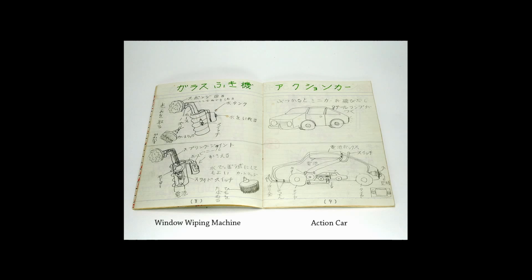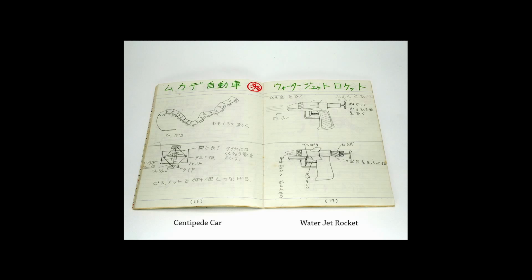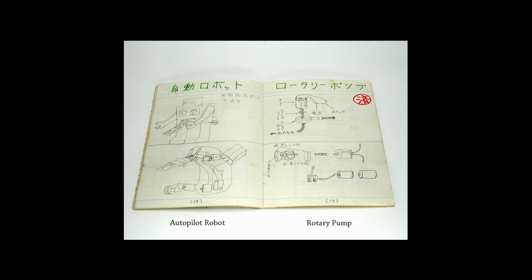Electric scissors, window wiping machine. Maybe it's not good for making the glass better, but here are toys: action car, centipede car, water jet rocket, hot fire robot, rotary pump, and so on. So it was my main hobby to think about new inventions and write them down in this notebook. And sometimes I created one. So this red mark is like a stamp, which means I have done it already.